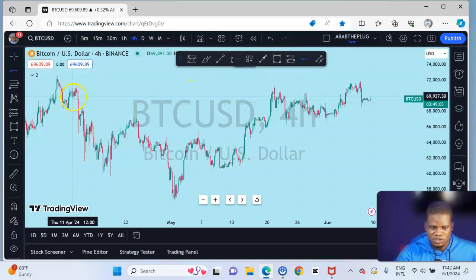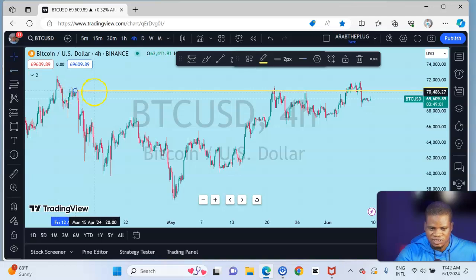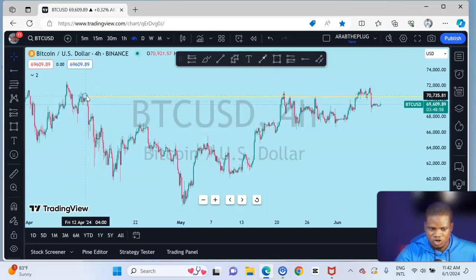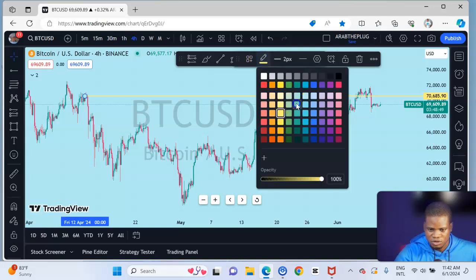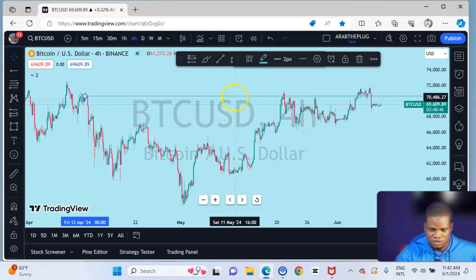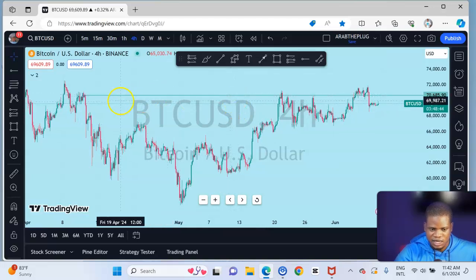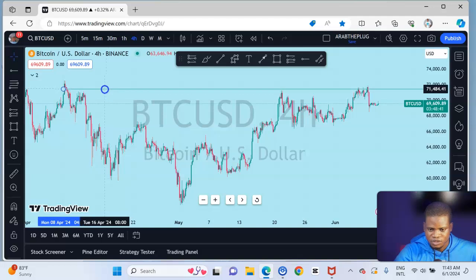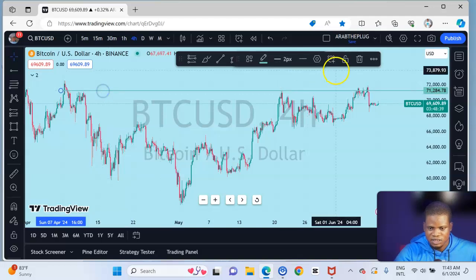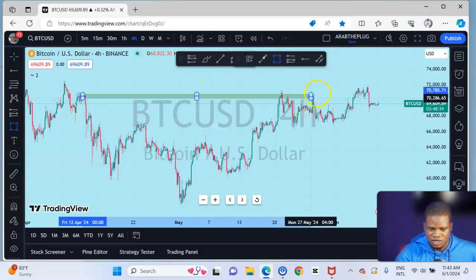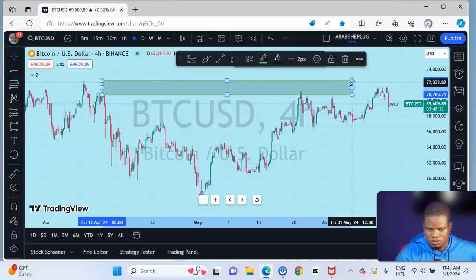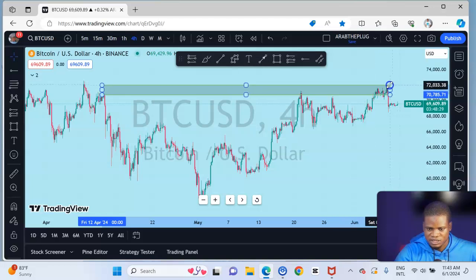So if you look at this place, you see that this is an obvious area of resistance. Let me just do a little bit of settings on this. Let me change the color. Perfect. You see that this is an area that is obvious, an area of resistance. And I might decide to use this tool, which is preferable. Perfect. This is an area of resistance.